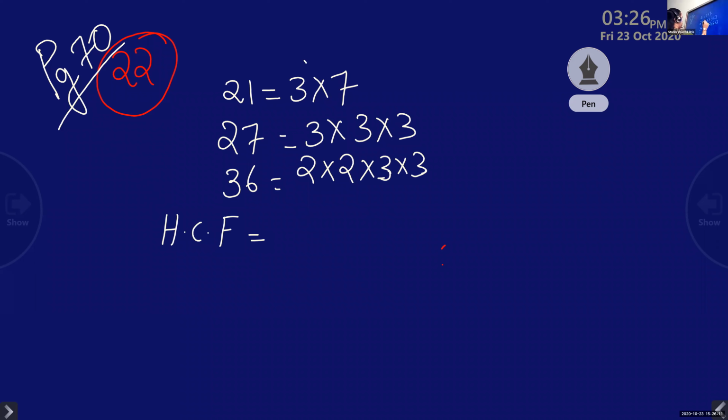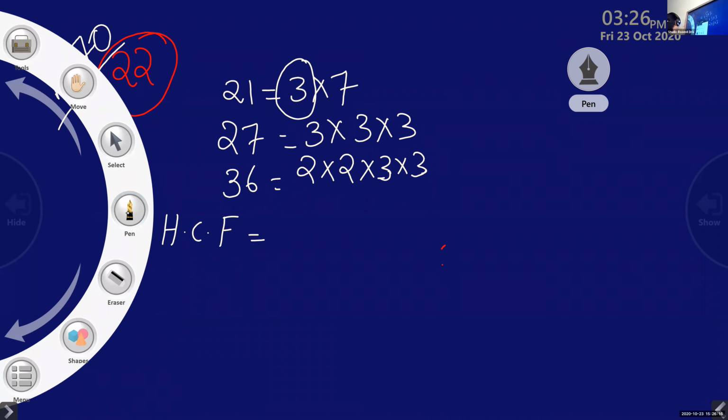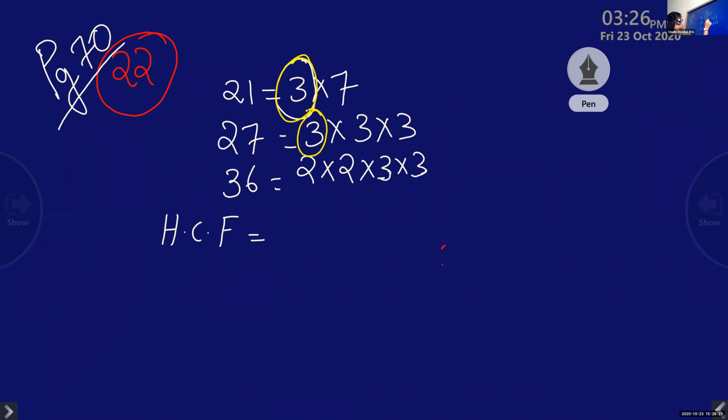So children, we can choose 3. Here also 3, here also 3. We can take this 3 or this 3, no problem. So what's the answer? 3. Is there any other common number here? Here 7, but here there is no 7. Here we have 3, but here there is no 3. So we have only the common, highest common factor, that is only 3.